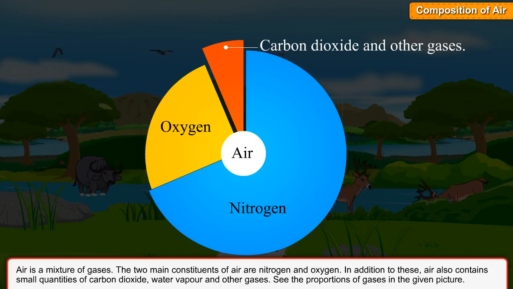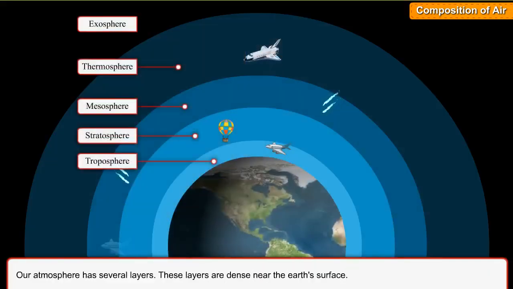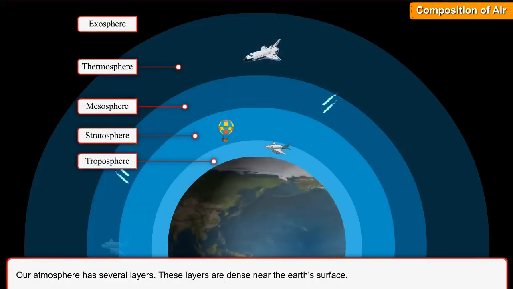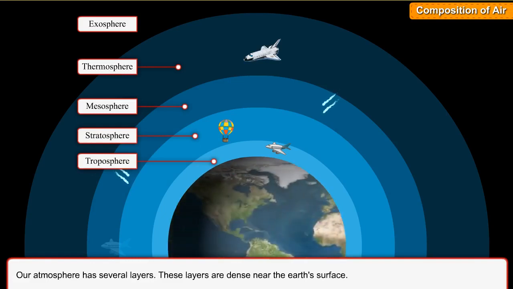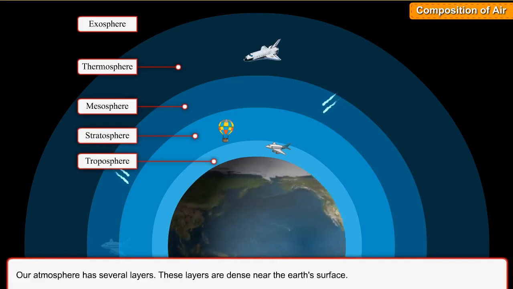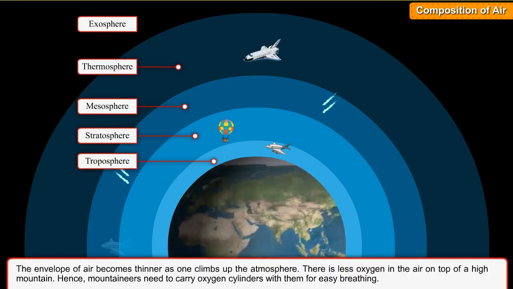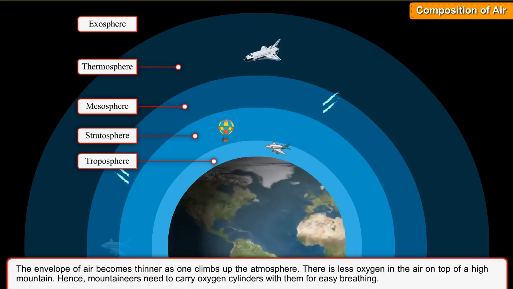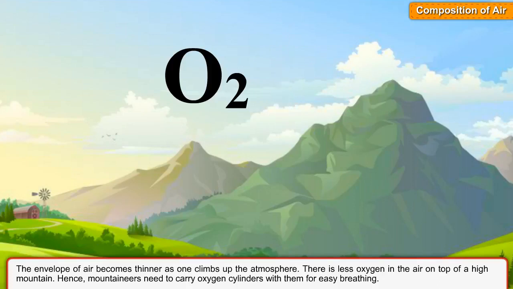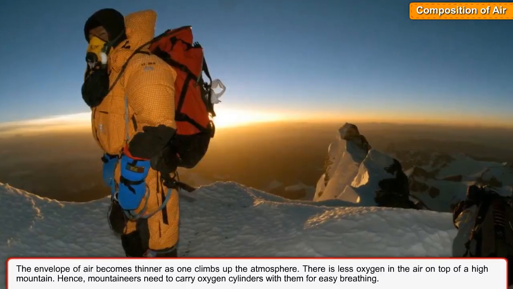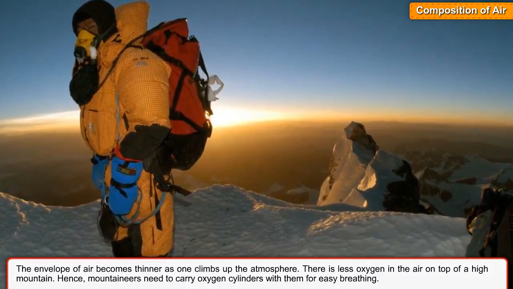Our atmosphere has several layers. These layers are dense near the Earth's surface. The envelope of air becomes thinner as one climbs up the atmosphere. There is less oxygen in the air on top of a high mountain. Hence, mountaineers need to carry oxygen cylinders with them for easy breathing.